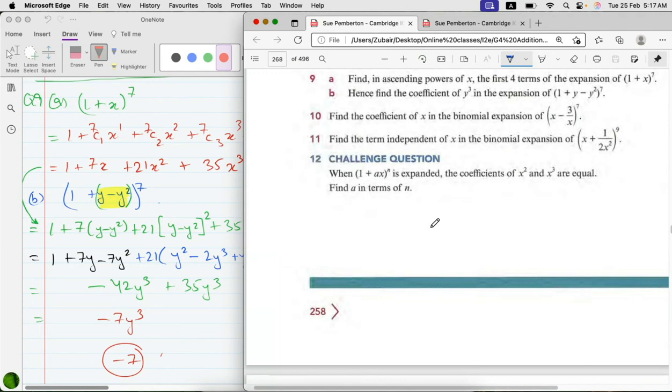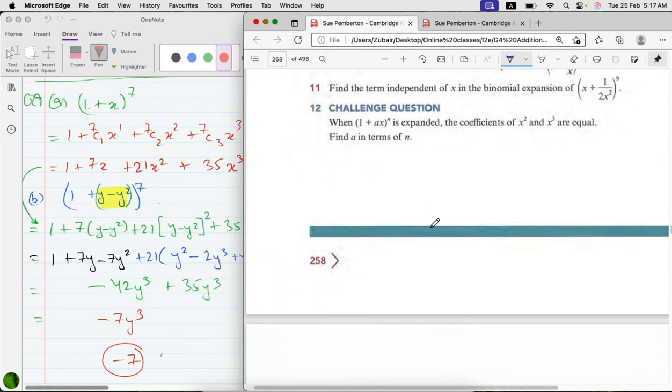Okay. One more and then we'll go on to the next topic. Question 11. Find the term independent of x.